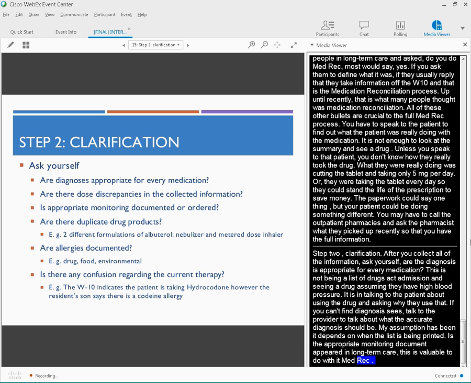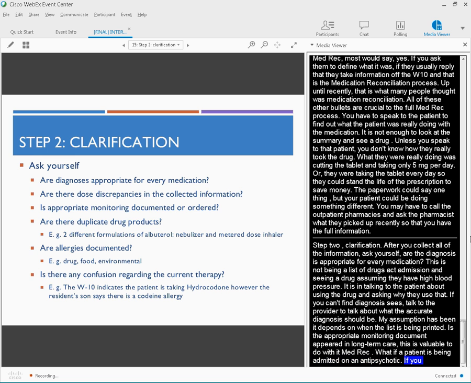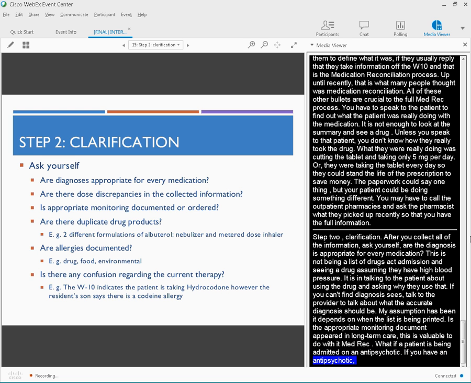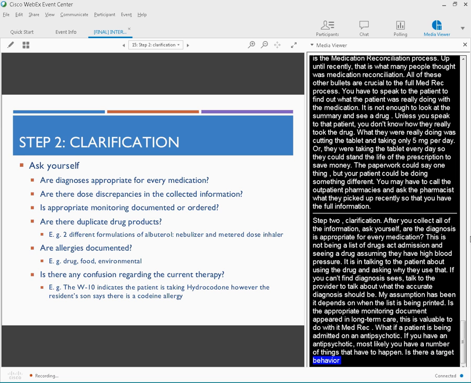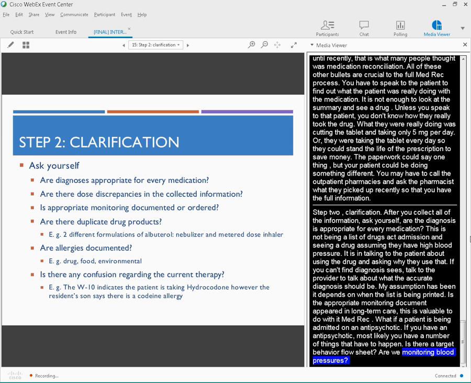Well, everyone in long-term care knows that if you've got an antipsychotic, most likely you've got a number of things that have to happen when that drug is put in play. So, is there a target behavior flow sheet being monitored? Is the AIMS test scheduled? Are we going to be monitoring orthostatic blood pressures? This is a time to find out and catch those things in the process of doing the MedRec.